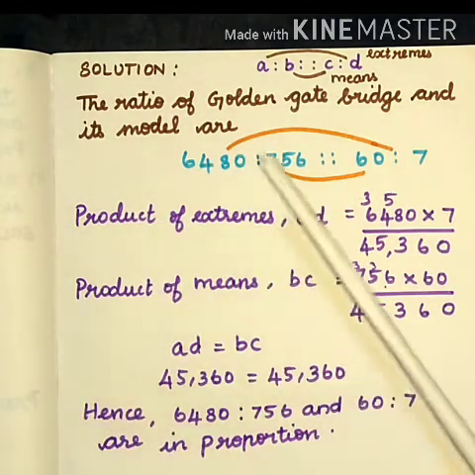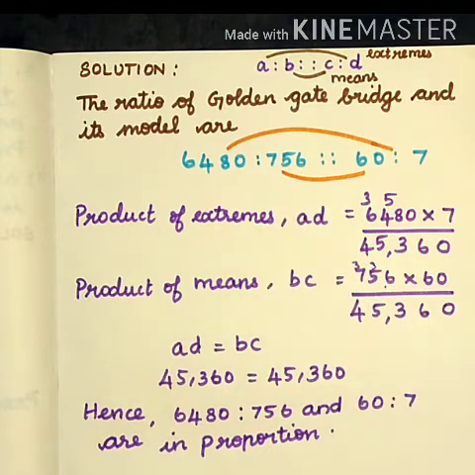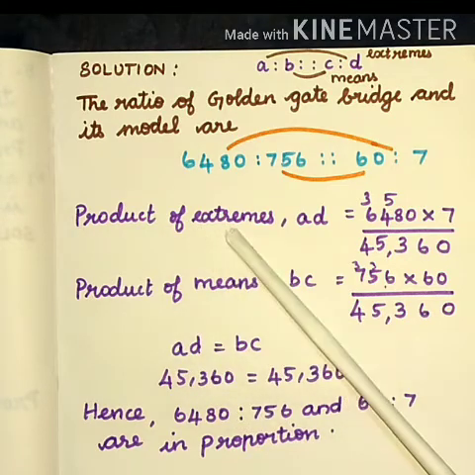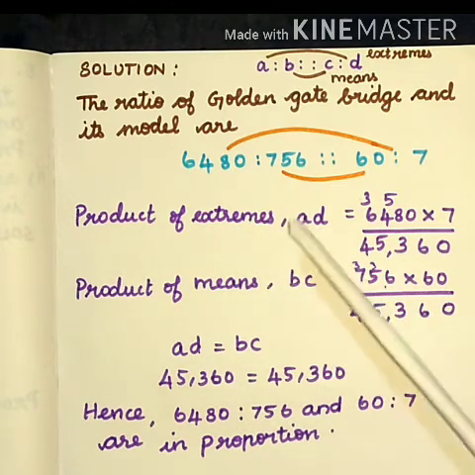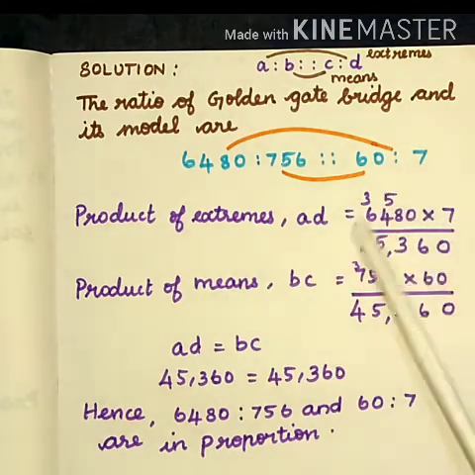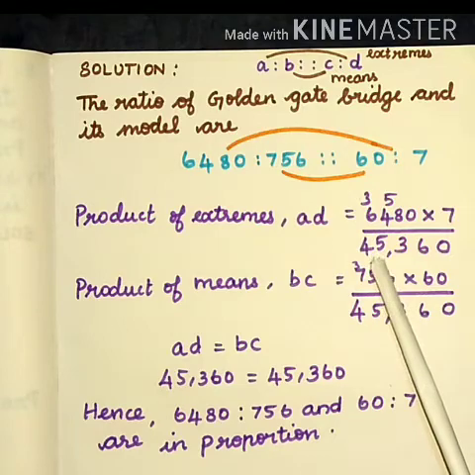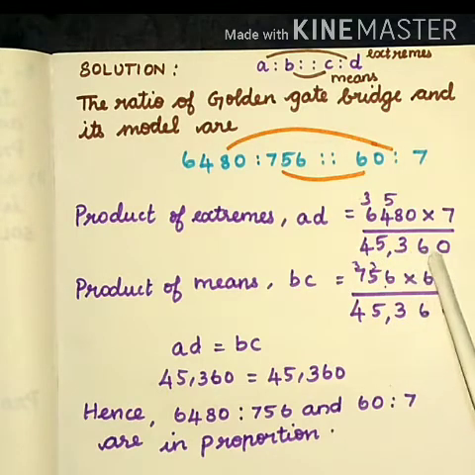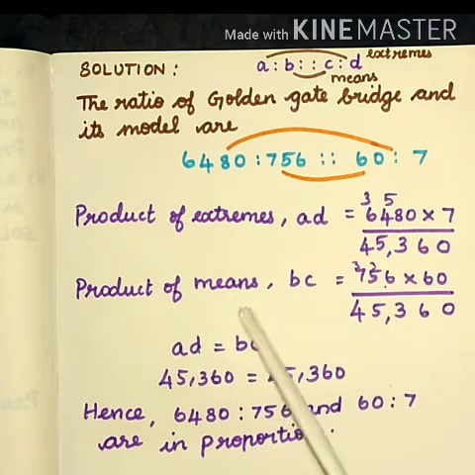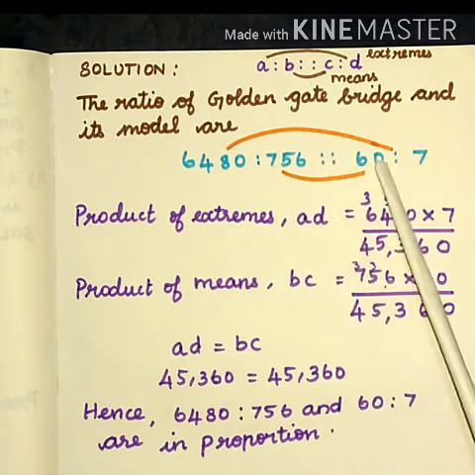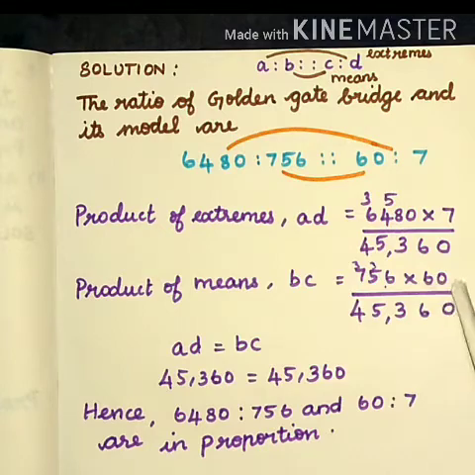To check whether the given ratios are in proportion or not, first you have to find what? Product of extremes and product of means. Product of extremes means A into D. That is 6,480 into 7. Answer is 45,360. Then you have to find the product of means. That is B and C value. B into C. 756 into 60.